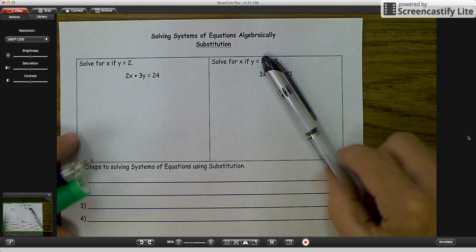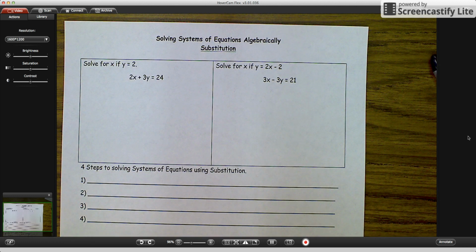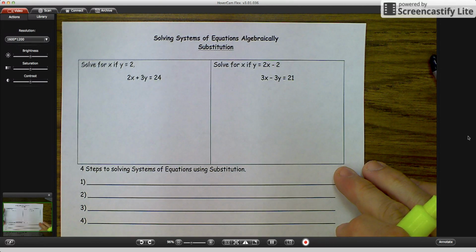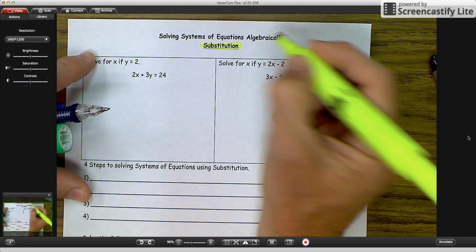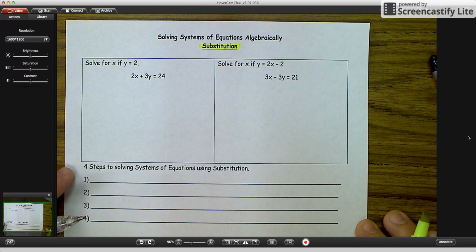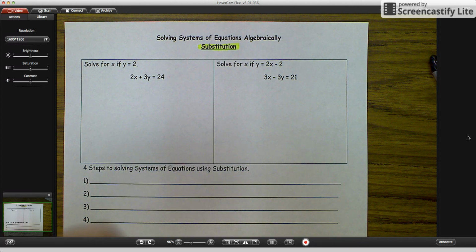All right, and we are back solving systems of equations. Now we're going to do it algebraically. We've done it graphing. Now we're going to do it algebraically, and the first way we're going to do it is by substitution. You've heard that word before, so you know what it means. So we're going to substitute.